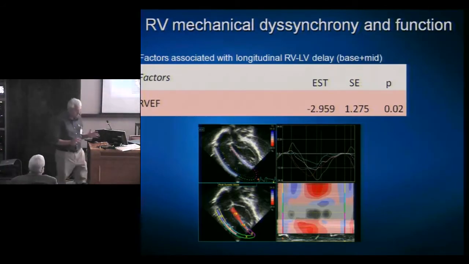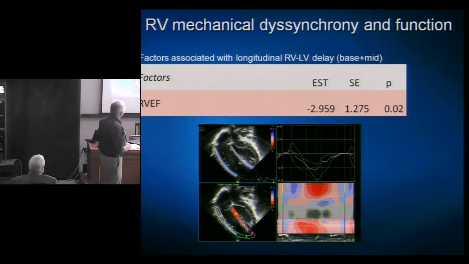Now, I want to talk about something that I won't talk about again, and we haven't talked about up to now, but may be important in Tetralogy of Fallot, and that's about the timing of contraction. The ventricle can function well or abnormally, but if the different walls and if the right and left ventricle don't contract nearly simultaneously, your output or your pump function is going to have reduced efficiency.